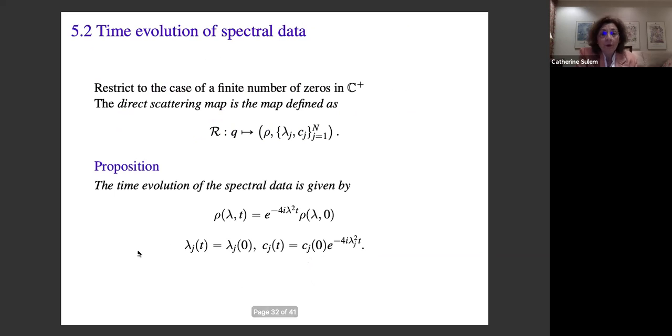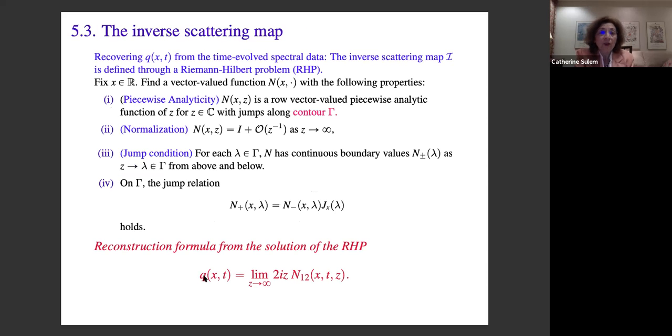Okay, so I will maybe pass this a little faster. Well, the time evolution of the spectral data, just in the case of forgetting the spectral singularity for the moment, evolves like before, with a very simple time evolution. And the inverse map is again defined by a Riemann-Hilbert problem.